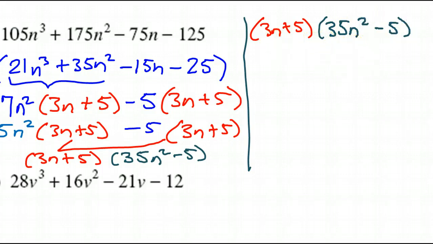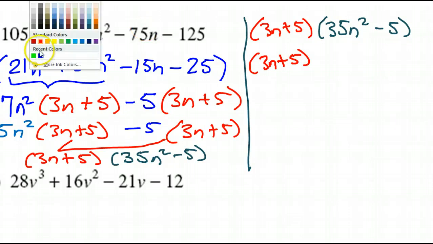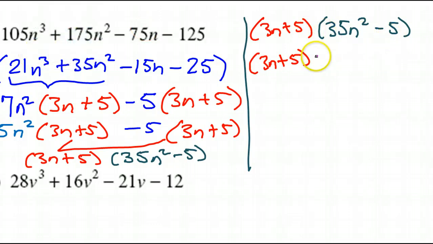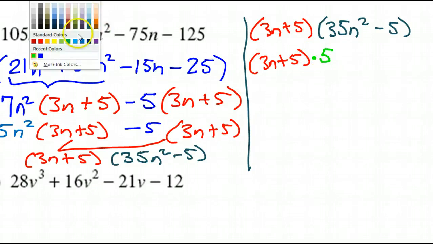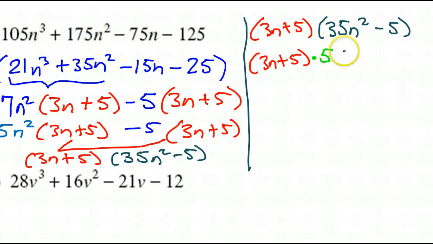Okay, now I'm just going to bring down the 3n plus 5 part. Now in this part, let's pull out that GCF. Alright, the common factor is 5. So that would be like times 5. And then that would be 7n squared minus 1 in there. Okay, so this is basically the final answer because nothing else can be factored anymore.